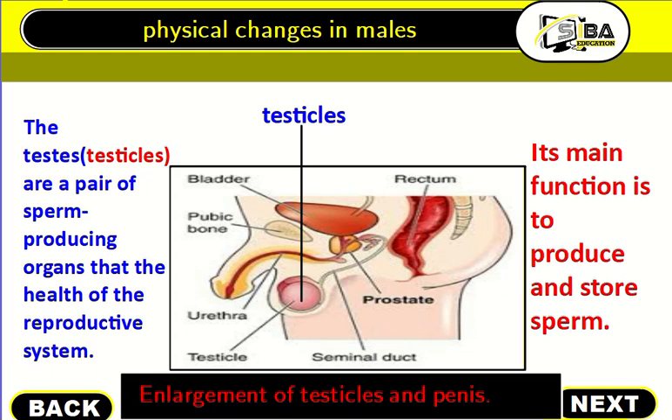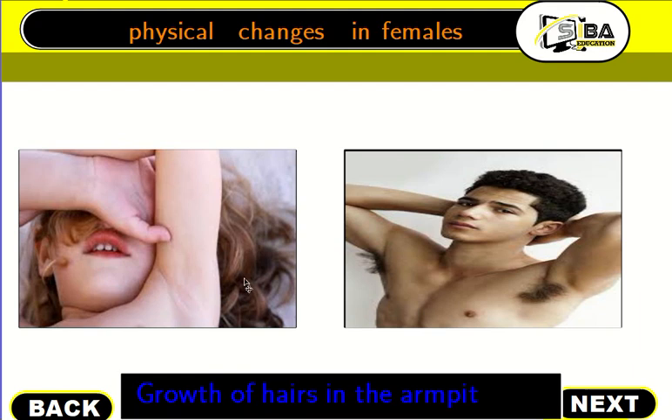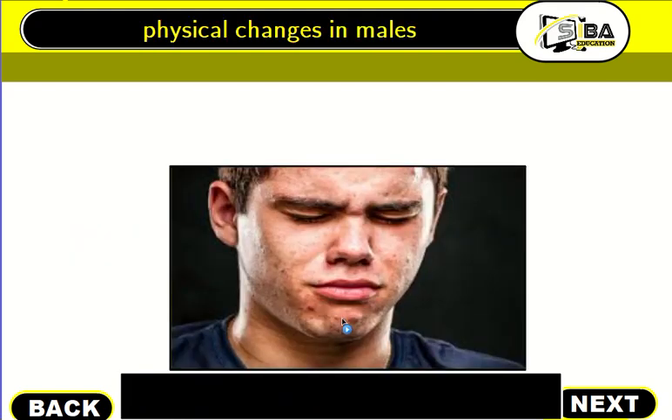Another change we will look at is that there is growth of hairs in the armpit. So this boy, when he was a child, this is the boy. You can see there are no hairs, but when you get to the puberty age, you begin to have hairs growing in your armpit, and this is one of the physical changes because we can see the hairs in your armpit.